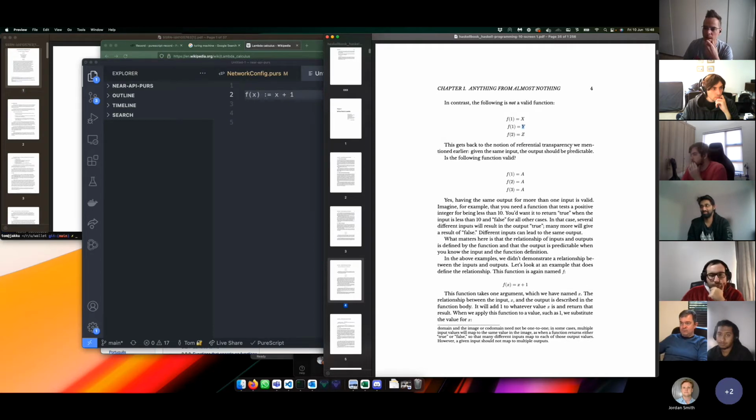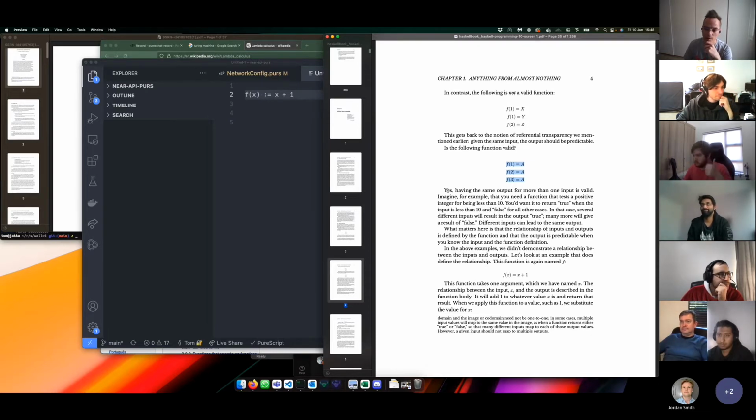Okay, given the same input, the output should be predictable. Is the following function valid? f of 1 equals A, f of 2 equals A, f of 3 equals A. What do we think? Does that look like a valid function to you guys? Don't read that, that's the answer there. But it is valid, right?